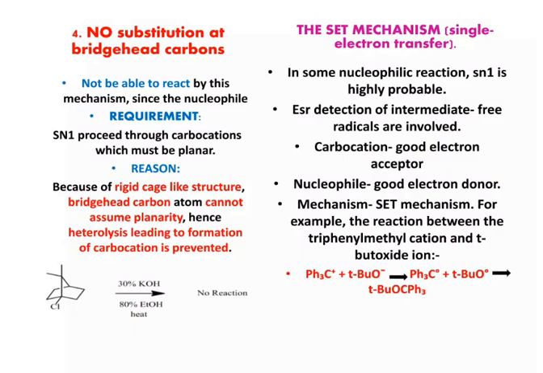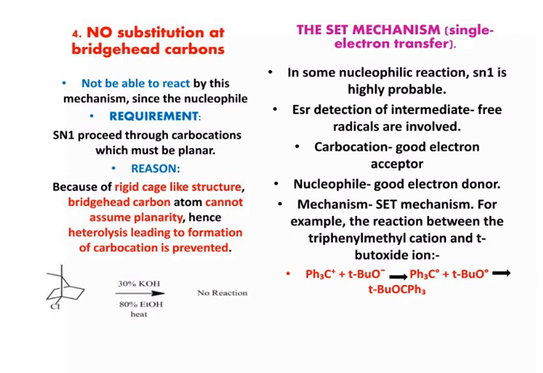So no substitution at a bridgehead carbon. Why? It is not able to react by this mechanism, since SN1 requires proceeding through a carbocation, which must be planar. What is the reason? Because of the rigid cage-like structure, the bridgehead carbon atom cannot assume planarity. Hence the heterolysis leading to formation of the carbocation is prevented.